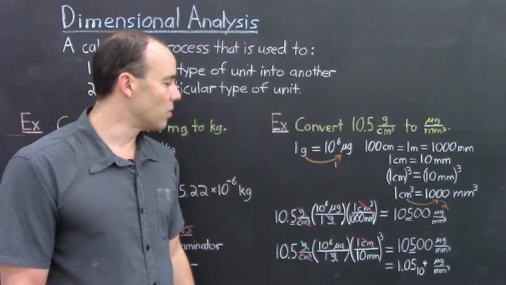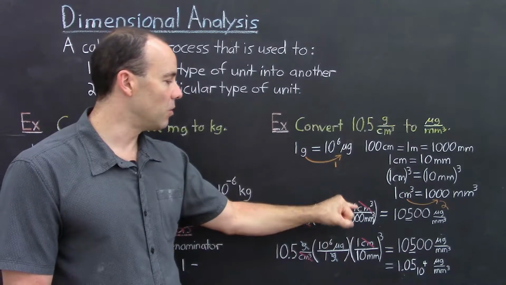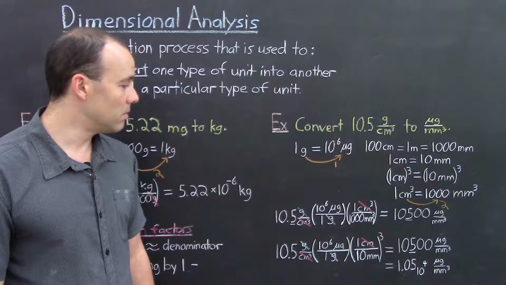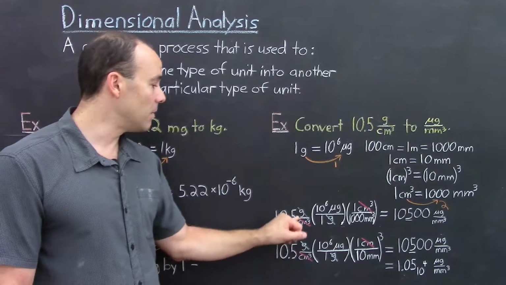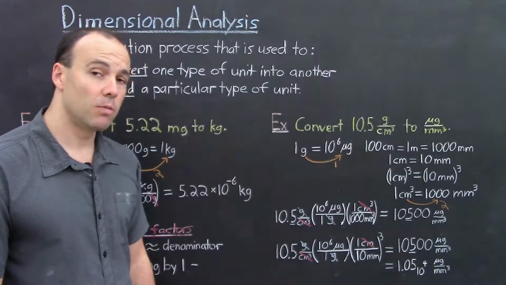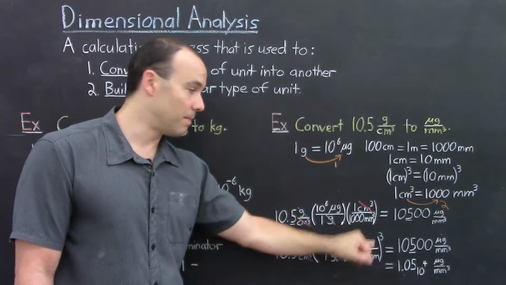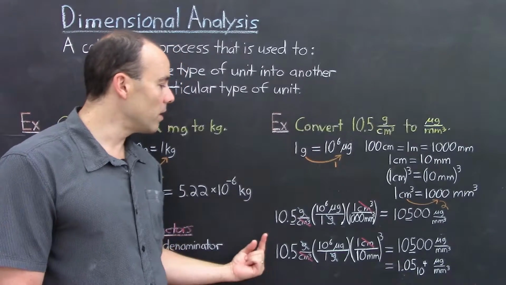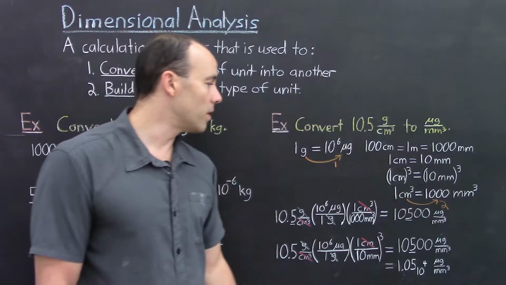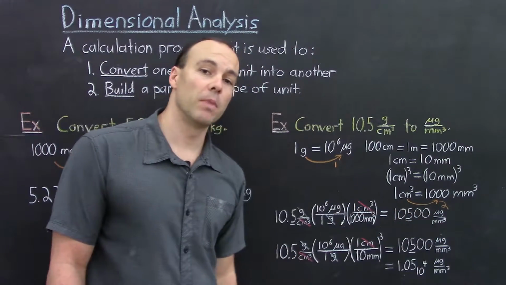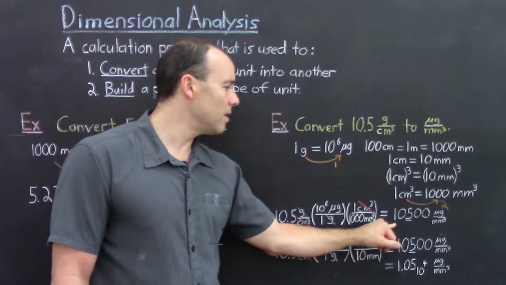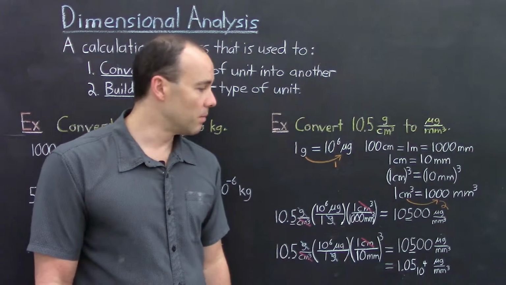Multiplying by the second conversion factor, which is 1 centimeter cubed over 1,000 millimeters cubed. And multiplying by that conversion factor means canceling the centimeters cubed down there with the centimeters cubed up there, and you're left with millimeters cubed in the bottom. So doing both multiplications leaves you with units of micrograms per millimeter cubed. And when you do the multiplication, you get 10,500 micrograms per millimeter cubed.